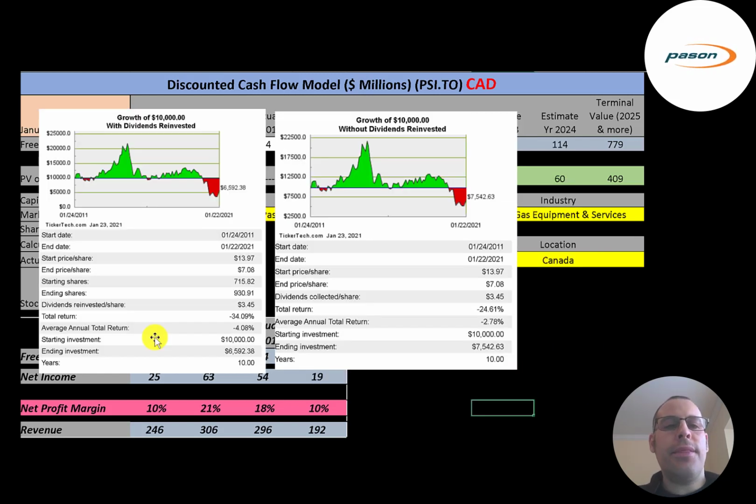If you invested $10,000 into this company 10 years ago and reinvested the dividends, you'd have $6,600 today. If you did not reinvest the dividends, you'd have $7,500 today. And if you did invest $10,000 10 years ago, you could have sold at over $20,000 at its peak. But if you're still holding on, you'd be down money.